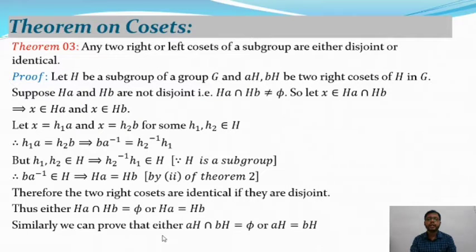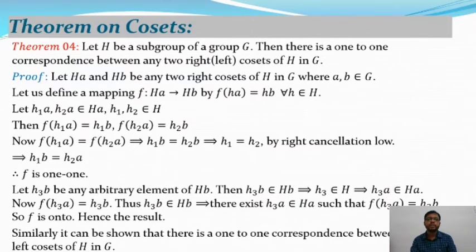Similarly, we can prove that either aH intersection bH is equal to phi or aH is equal to bH. That means this theorem is also applicable for two left cosets as well. That means aH intersection bH is equal to phi or aH is equal to bH, where a, b are two elements in G. After that we will take one more theorem on coset, that means theorem number 4.